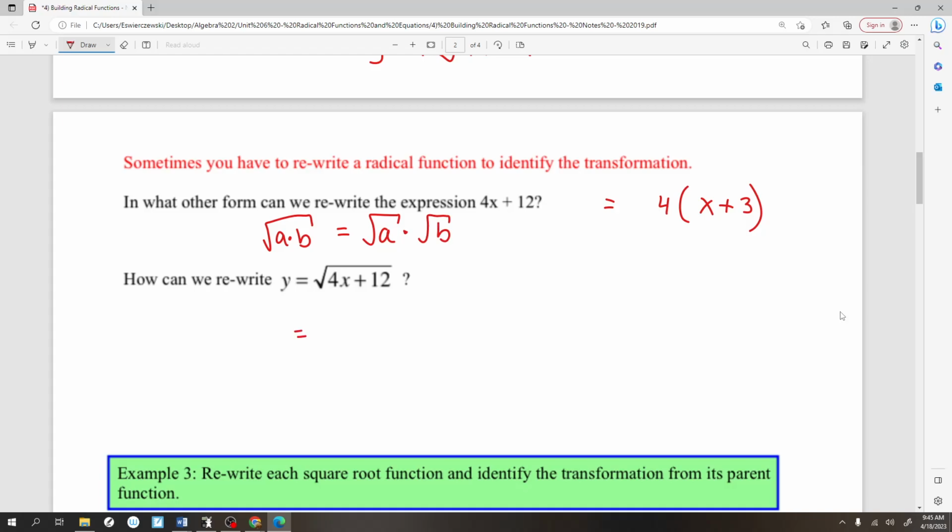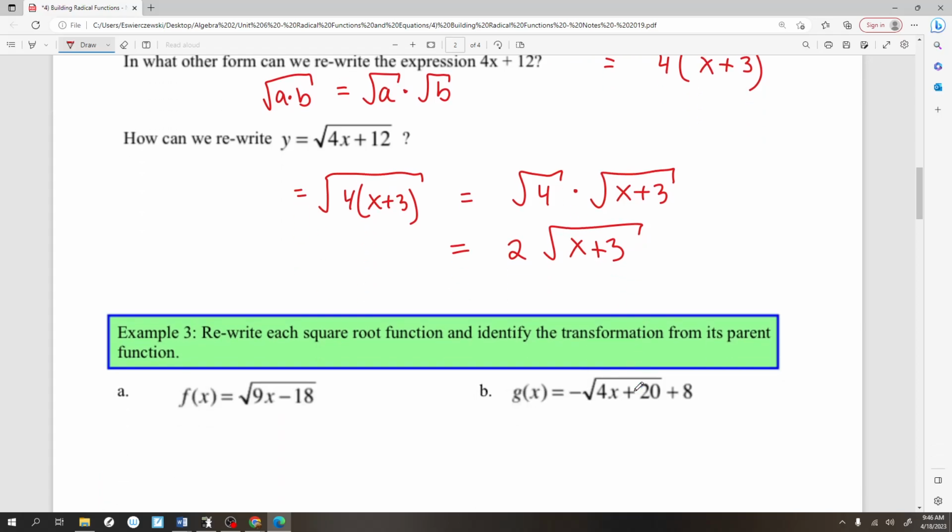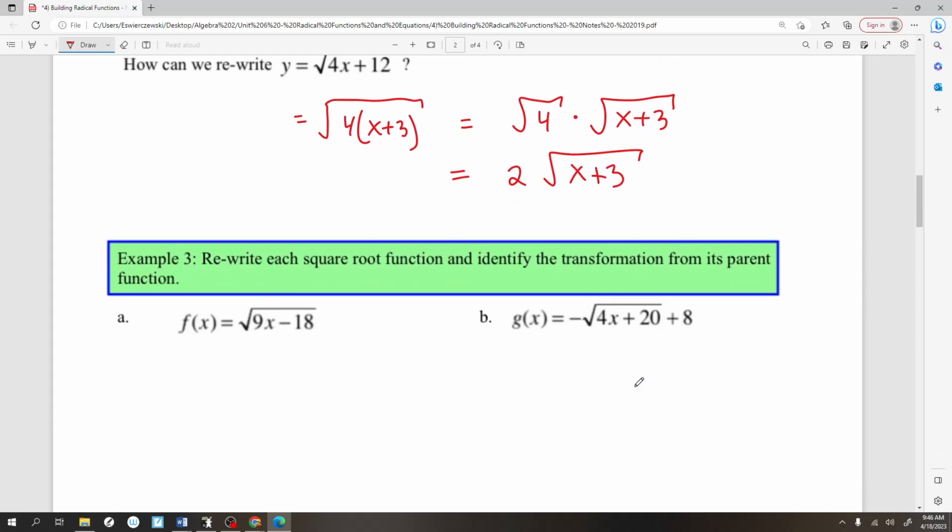So why does that help us? Because we can rewrite this as the square root of 4 times x plus 3, and then I can rewrite this as the square root of 4 times the square root of x plus 3. Square root of 4 is 2. X plus 3 stays there. So this tells us now that we have a stretch of a factor of 2, and we are shifted 3 units to the left. So we'll be working on that here.